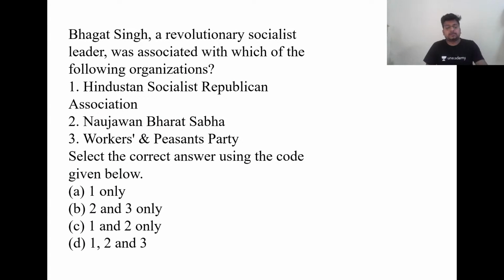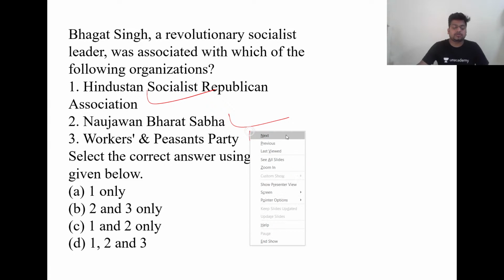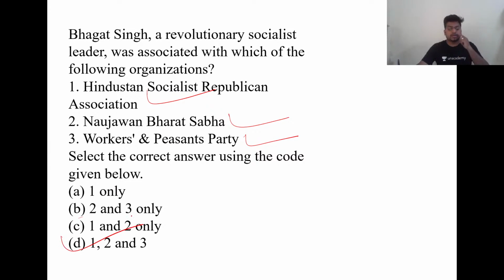Bhagat Singh, revolutionary socialist leader, was associated with which of the following organizations? Hindustan Socialist Republican Association, yes, it is true. Naujawan Bharat Sabha, it is also true. Workers and Peasants Party, this is also true. Here, Bhagat Singh was a Marxist. So options 1, 2, and 3 are correct.